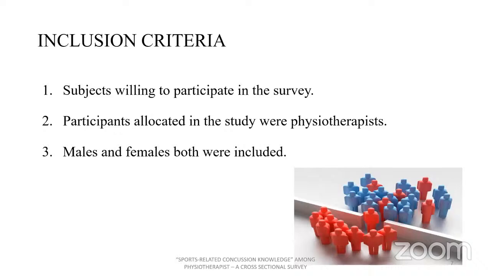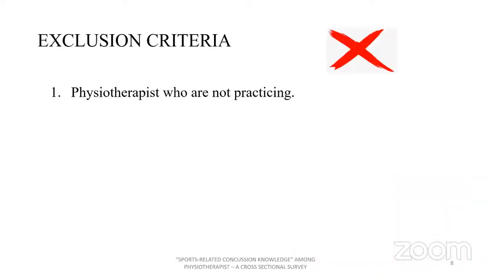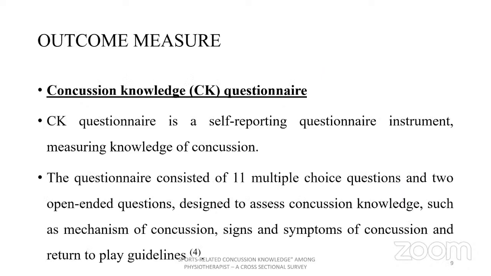Inclusion criteria: subjects willing to participate in the survey. Participants allocated in the study were physiotherapists. Males and females both were included. Exclusion criteria: physiotherapists who are not practicing. Outcome measure: concussion knowledge questionnaire.